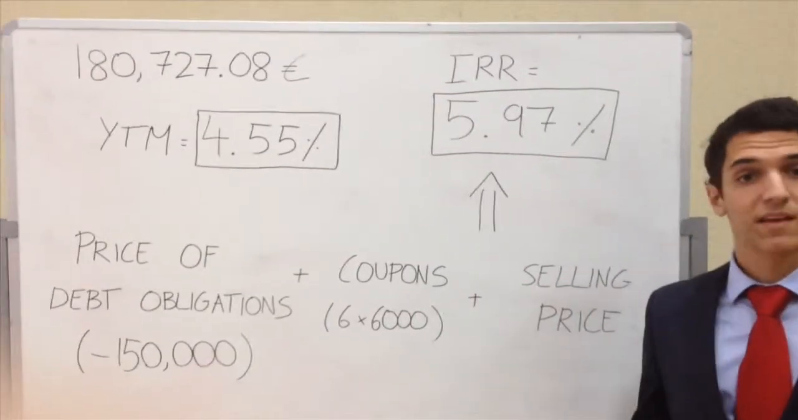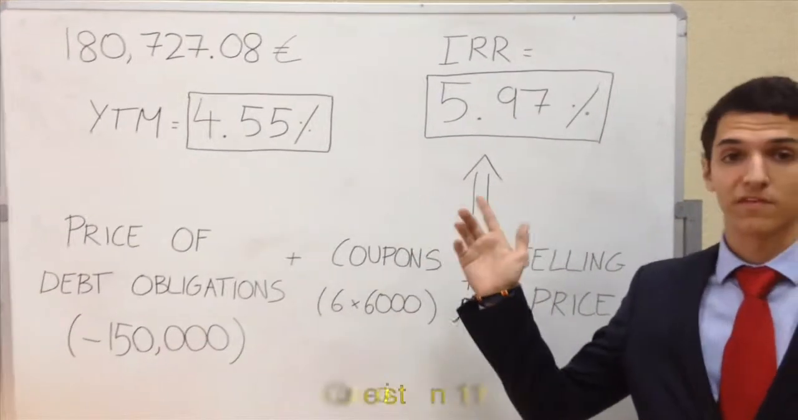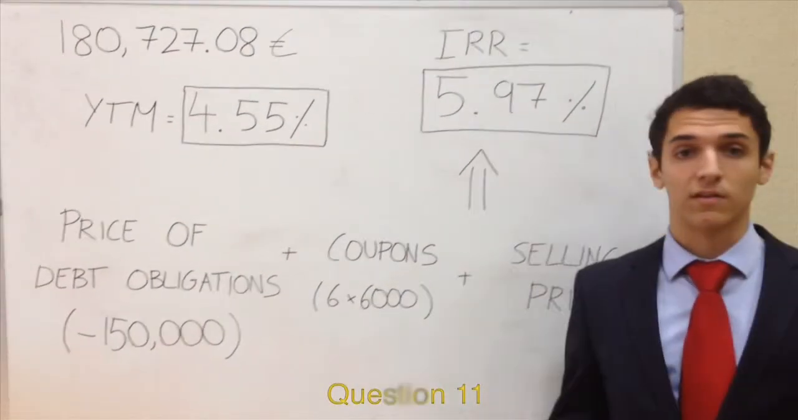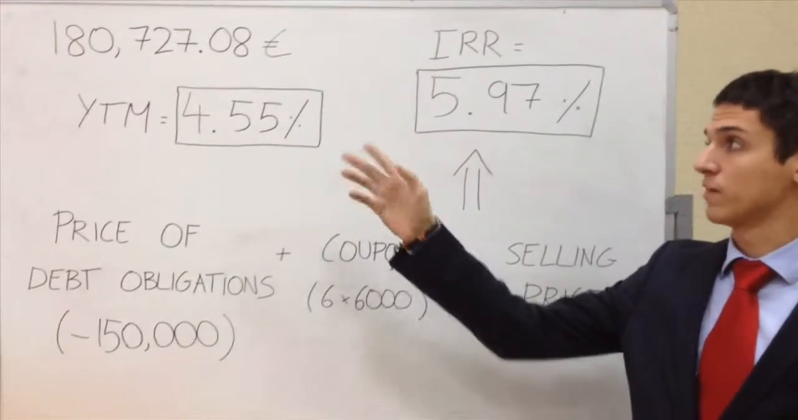Okay. Firstly, you have to know that the internal rate of return is greater than the yield to maturity. So let's see why this happened. Interest rates in the market for this kind of bonds are 4.55%. So then we'll be able to sell our debt obligations for more or less 180,000 euros.